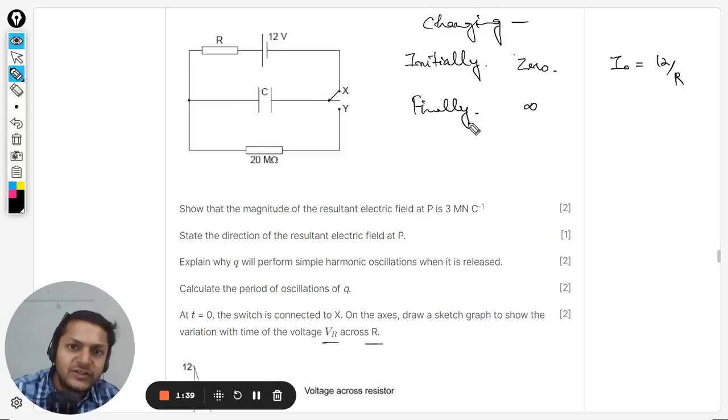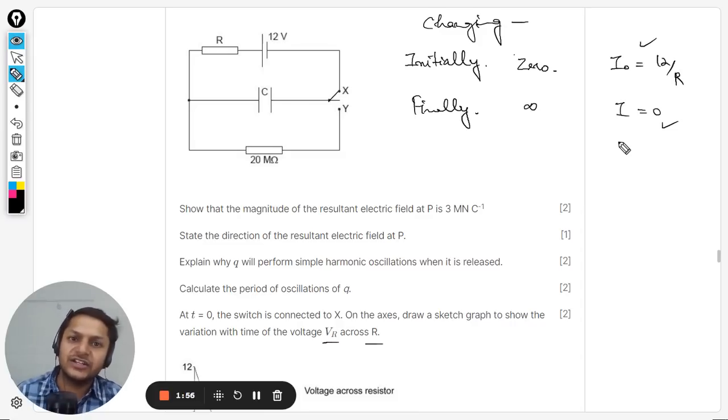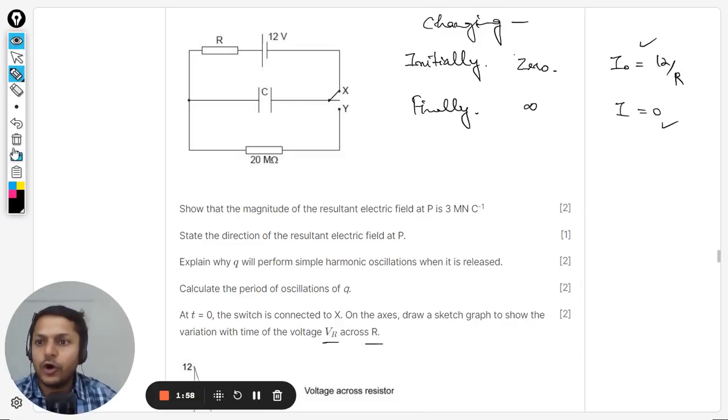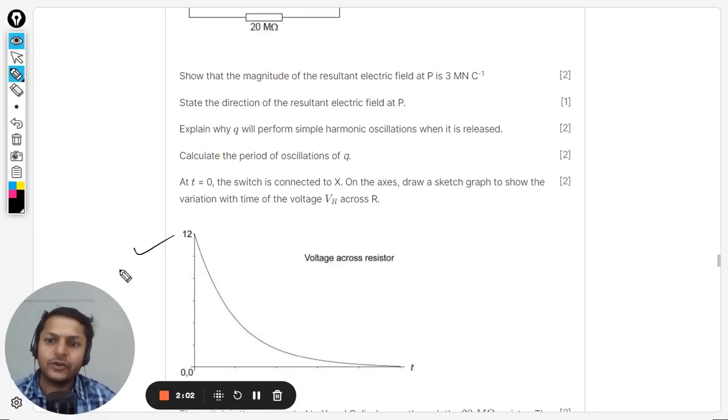So if this circuit is broken, definitely it is not going like that. So this is infinity, and when this is infinity, definitely the current will become zero. So current is going to start from a maximum value and it is going to become zero after some time. And obviously we know the equations for the charging, so accordingly we can create the graph here, and the graph is already created.